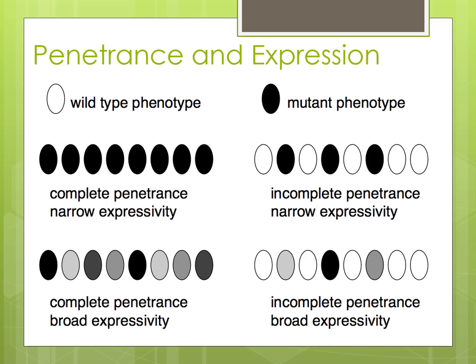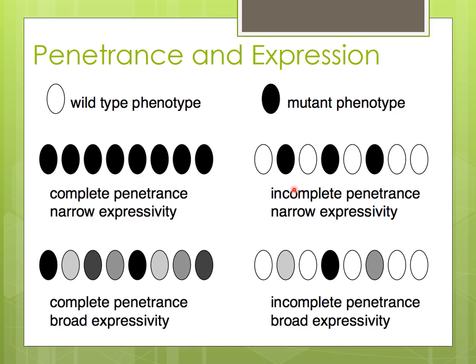Now, penetrance and expression work together, and they're very commonly intertwined. On the top here, our wild type phenotype is the circled, non-filled-in symbol. The mutant phenotype, similar to our affected individuals, is a filled-in oval. We showed before complete penetrance, where all these individuals are being affected. In incomplete penetrance, once again, they're not all being affected, so the penetrance of the disease isn't complete through the whole population.